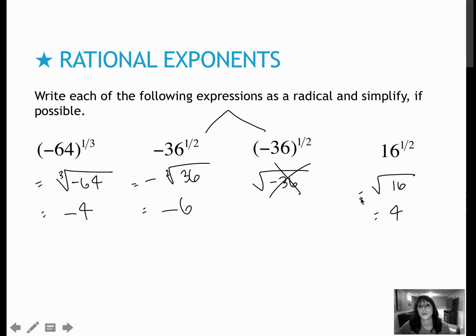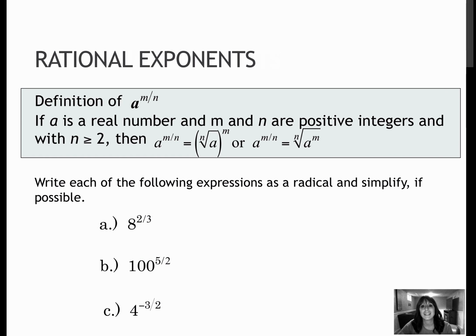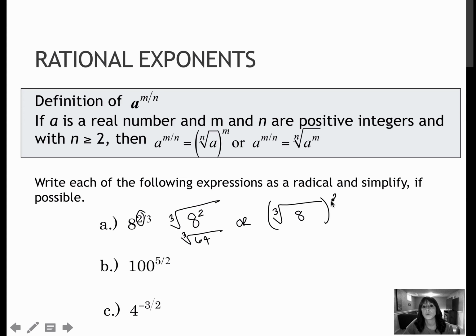Now, this is the same idea, but notice now these fractions don't have a numerator of 1 any longer. So now we get to look at the numerator as well, and the numerator is an exponent, and the denominator is still the index. There's two ways that I can write this. This is either 8 squared and then the cubed root, which of course would mean I'm finding the cubed root of 64, or I can say that is the cubed root of 8 squared.